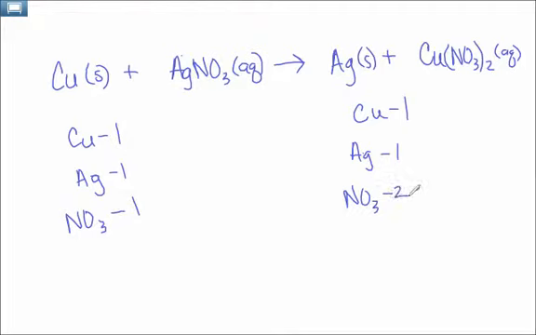So we are not balanced. How would we balance this? Put a 2. Put it where? Okay. So that changes this to 2, but that changes silver also to 2. So we've got to put a 2 here. And now we are balanced. Very good.